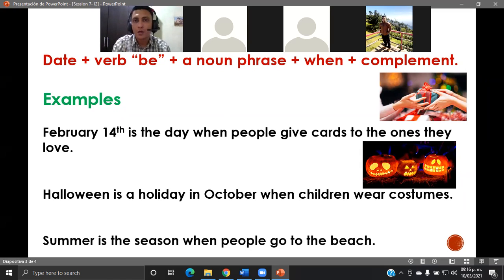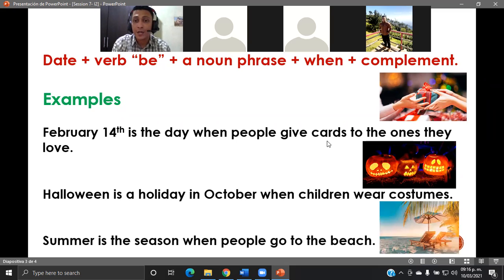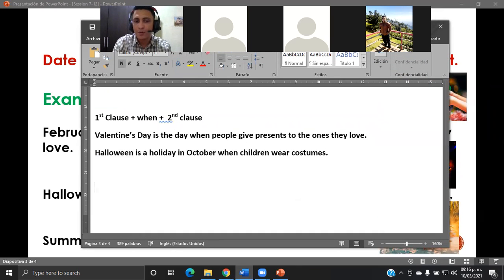But this is the way we construct the relative clauses of time, with a specific linking word, which is when. So that specific linking word or connector expresses time. We have some other relative pronouns, because we call them relative pronouns when we're talking about relative clauses. In this case, when, who, but right now we're focusing on where and when.